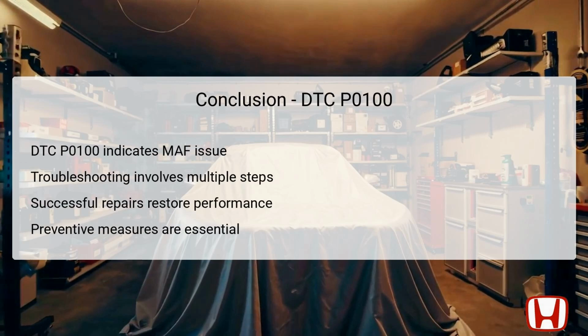In conclusion, DTC P0100 signifies a malfunction in the MAF sensor circuit, impacting engine performance and efficiency. Troubleshooting requires a systematic approach, involving a series of checks that range from electrical testing to component substitution. Successfully addressing this issue not only eliminates the DTC, but also restores optimal vehicle performance, characterized by smoother operation, better fuel efficiency, and reduced emissions.